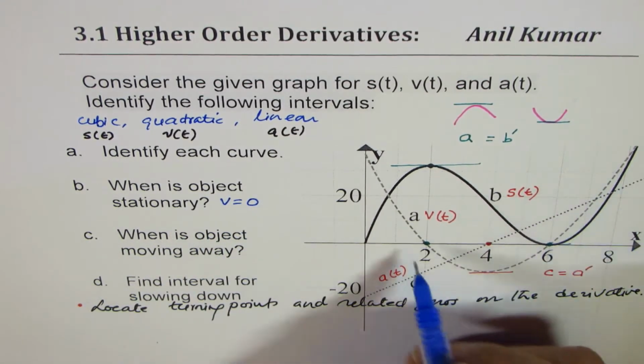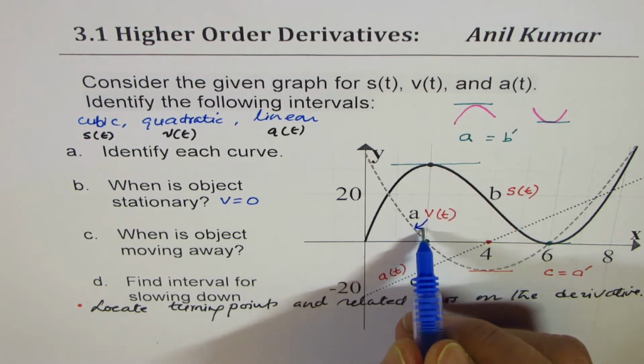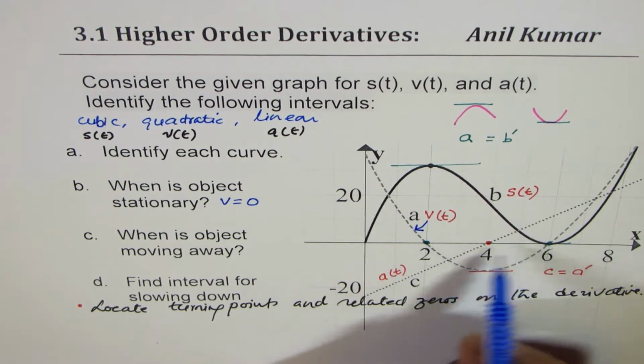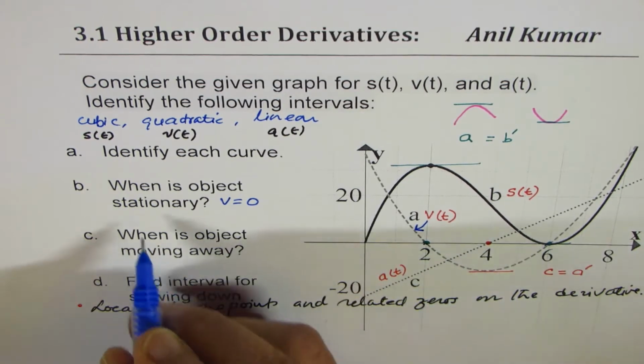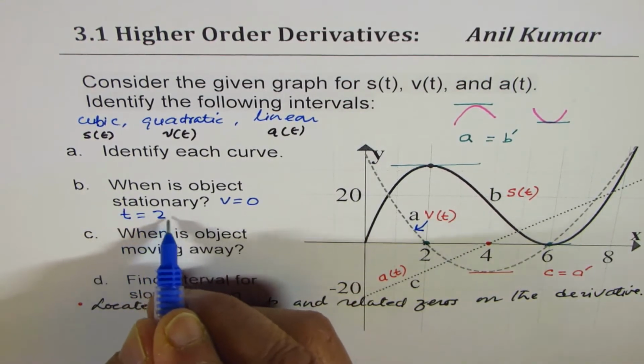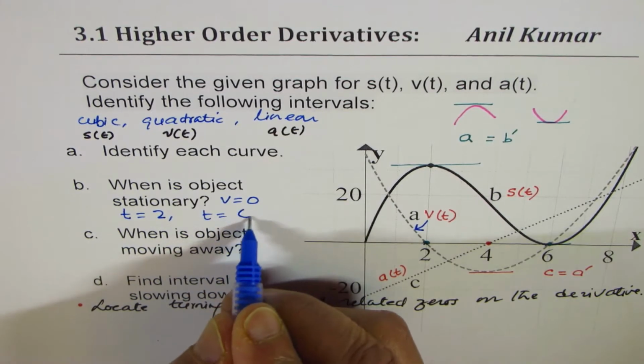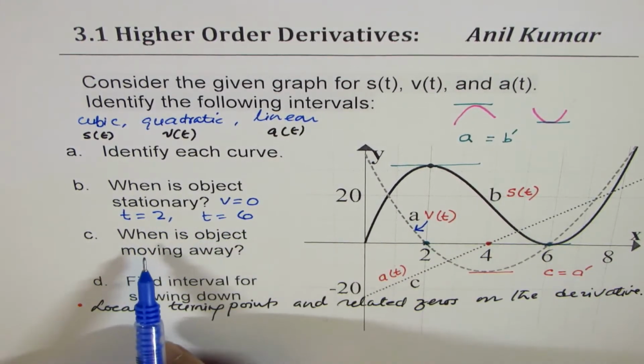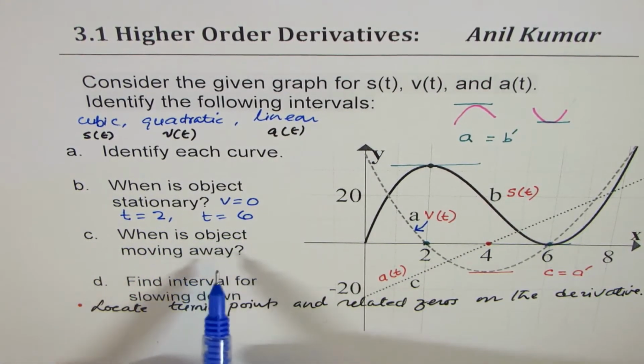So if you look into the velocity curve, which is this one for us, it is stationary at 2 points when the velocity is 0. So it is stationary at t equals 0 and at t equals 6. Perfect. Part C. When is the object moving away?